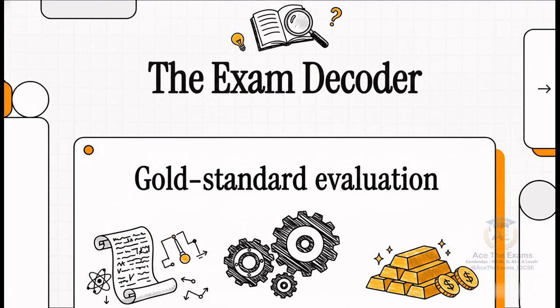Today, our goal is highly specific and incredibly powerful. We are decoding complex Cambridge IGCSE Physics 0625 past paper questions into a clear, structured masterclass. We're acting like alchemists today, transforming your raw, basic physics knowledge into absolute gold standard evaluation.